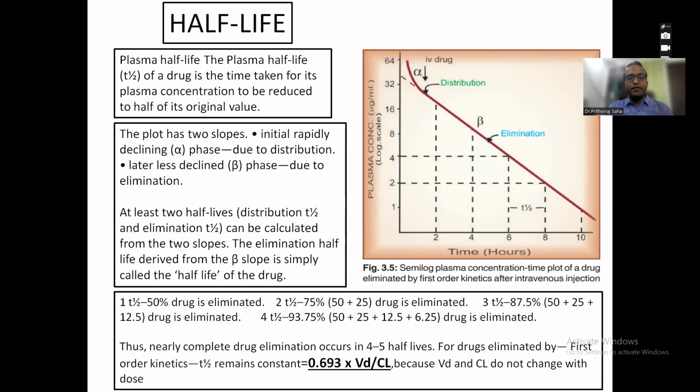So this is very important. You need 4 to 5 half-lives of the drug to get it eliminated from the body. And you can see in this slide that at the fourth half-life, 93.75% of the drug is eliminated. For drugs which follow first order kinetics, which is most of the drugs in our ICU, the formula of the half-life is 0.693 times volume of distribution divided by clearance. As the volume of distribution and the clearance are fixed, the T half remains fixed. For every T half, the time is fixed because the Vd and the clearance do not change with the dose.